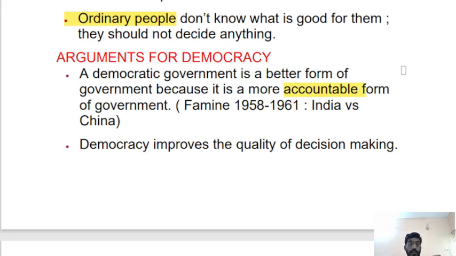In democracy, every government is an accountable government. They have to give explanation to the opposition parties. They have to give explanation to the media. They have to give answers to the people. It is not possible in a monarchy. It is not possible in a dictatorship. But it is possible in a democratic government only. Here also we discussed one example. That is about China. In China, in 1958 to the 1960 time, a famine occurred. Why did the famine occur? Due to the lack of democratic rules.